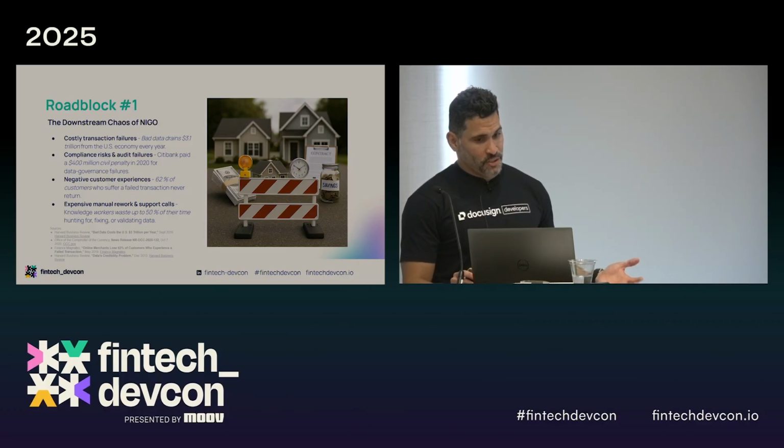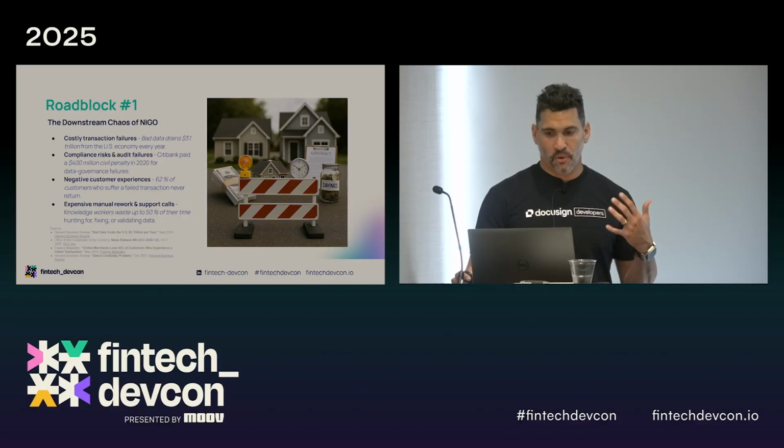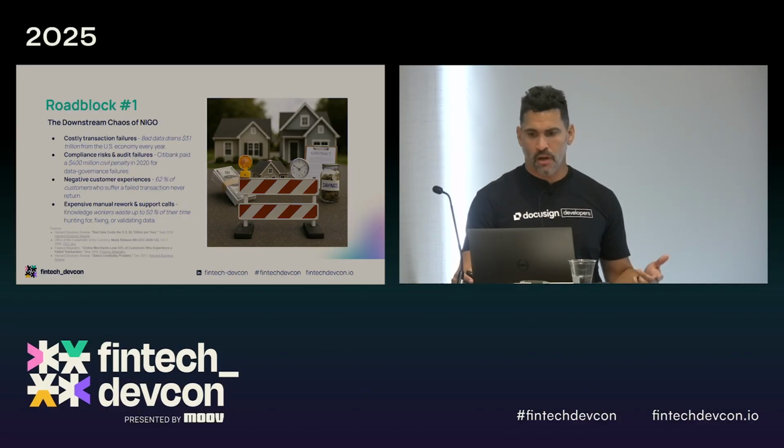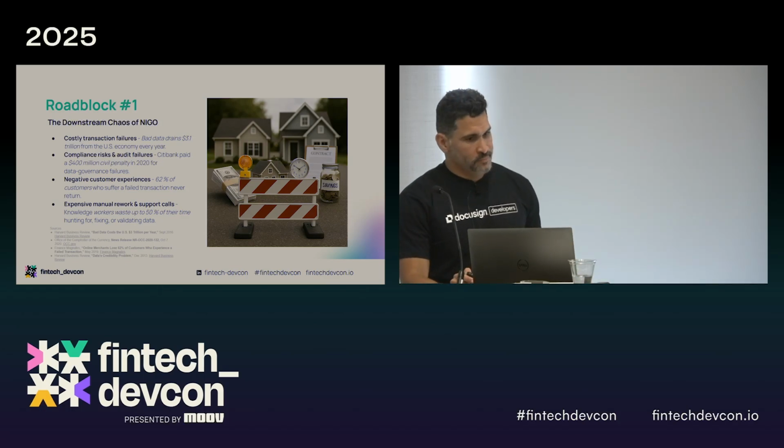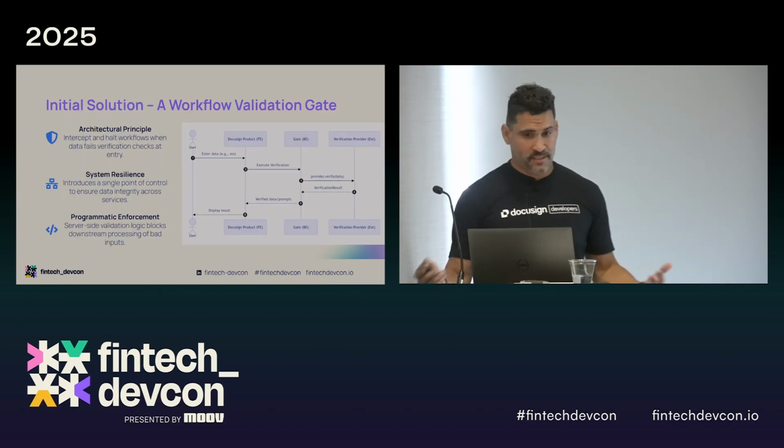Finally, there's a drag on our respective teams, right? Resolving these issues means expensive manual rework, human intervention, support calls, customer calls, back and forth, emails, people really angry. It's slow, it's painful, and it's entirely avoidable. This is why we knew we had to stop this at the source. So, how did we fix this?